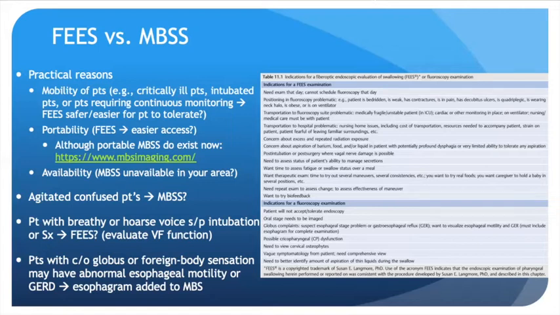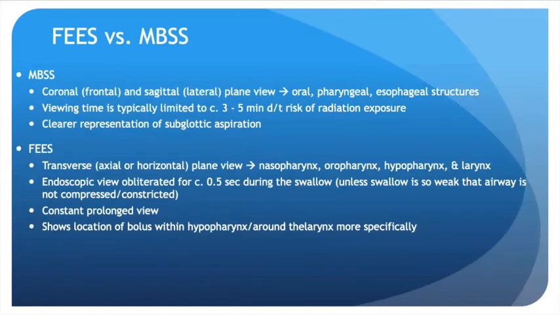So your book also provides a number of indications for FEES versus fluoroscopic study or modified barium swallow study that are useful to review. So a little bit more information about FEES versus modified barium. Modified barium swallow studies, you can have a coronal or frontal and a sagittal or lateral plane view. You can look at oral, pharyngeal, and esophageal structures. Viewing time is typically limited to only about 3 to 5 minutes due to the risk of radiation exposure. And you get a clearer representation of subglottic aspiration with modified barium swallow studies than you do with FEES.